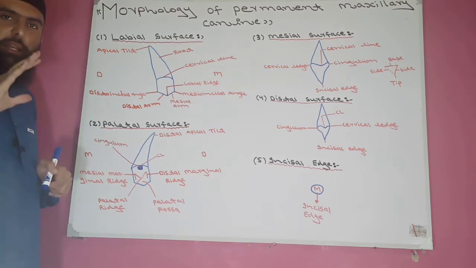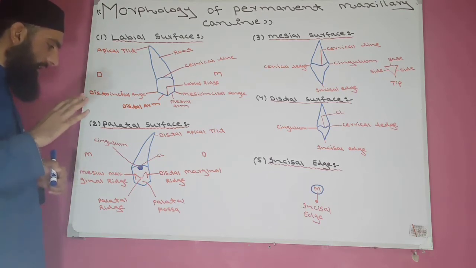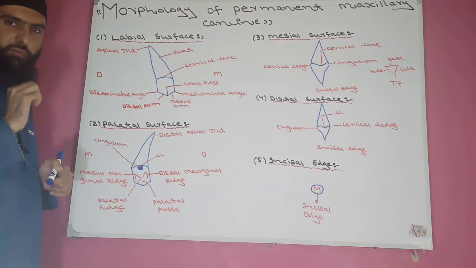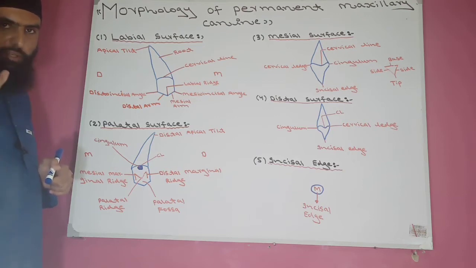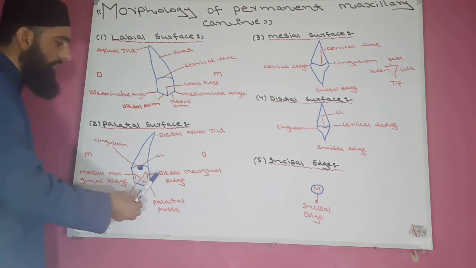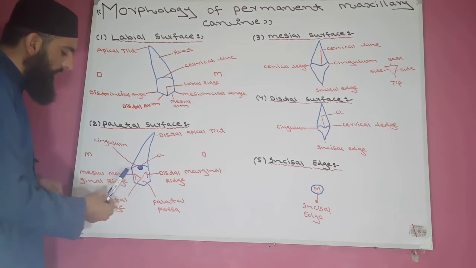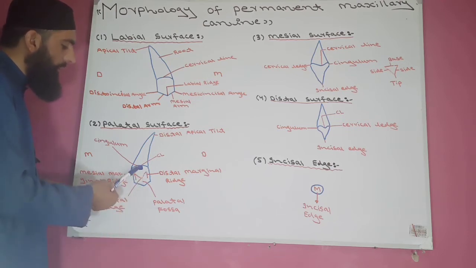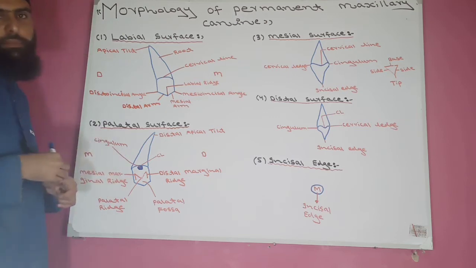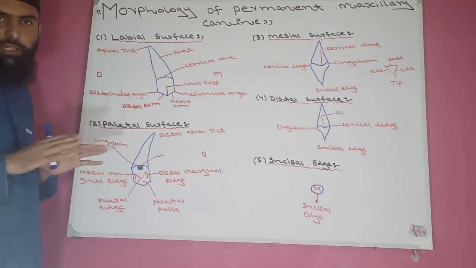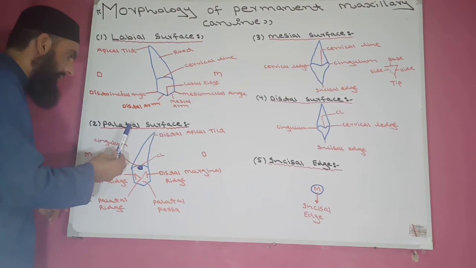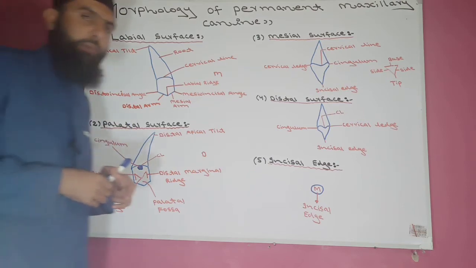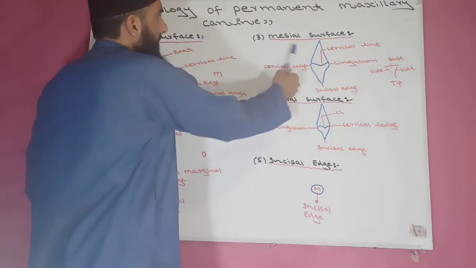Now there are 5 structures which we should remember on the palatal surface: number 1, distal marginal ridge; number 2, mesial marginal ridge; number 3, palatal ridge; number 4, palatal fossa; and number 5, cingulum. These are the 5 important structures present on the palatal surface. Now come to the third, the mesial surface.